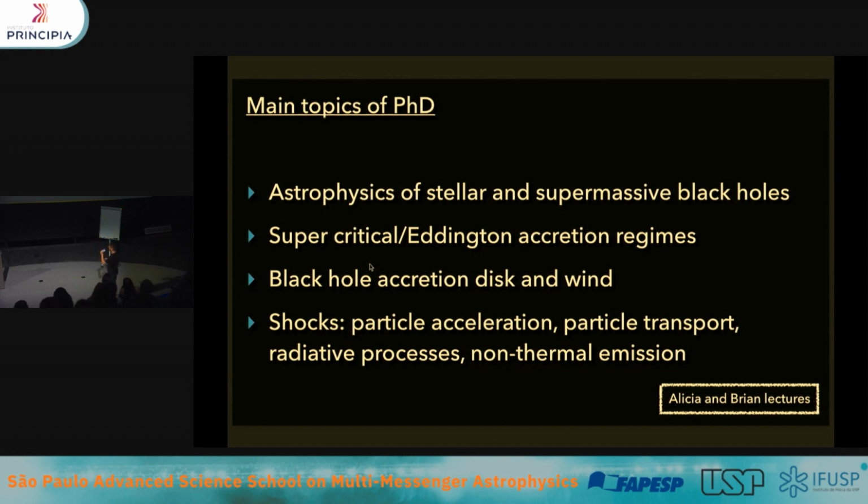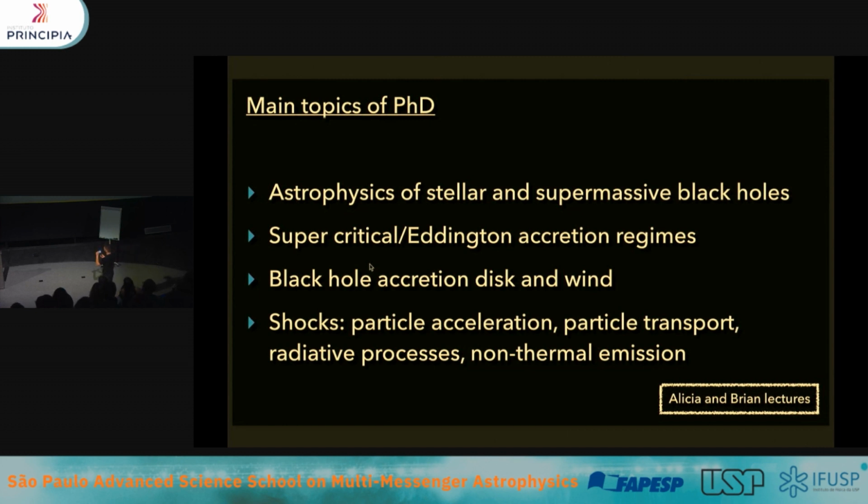So one thing that happens in these systems is that a very powerful wind is ejected from the accretion disk. So the disk is self-regulated to the Eddington accretion rate. And that wind is going to interact with the things that are in the environment of the black hole. So many things are going to happen. In particular, we can have some shocks over there. So this is mostly related to what Alicia and Brian have been talking about in their lectures.